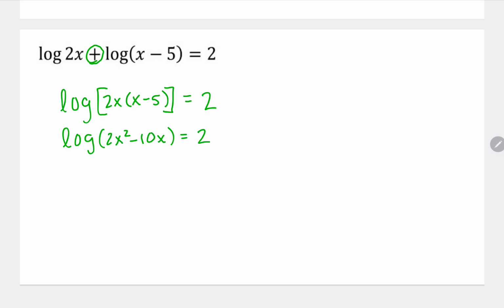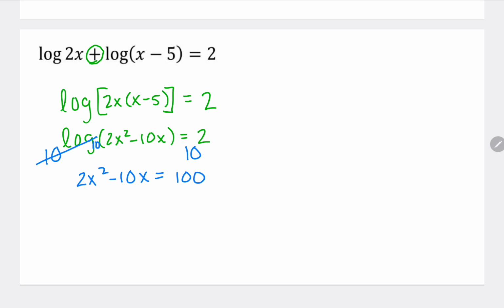Now we're going to solve this just like we did the others. We need to get rid of that log, and it doesn't have a base on it. When there's no base on the log, there's an invisible 10 there. So we're going to use a base of 10 on both sides, so that the 10 can cancel out with the log base 10, the common log there. And we have 2x squared minus 10x equals 10 squared, or 100.